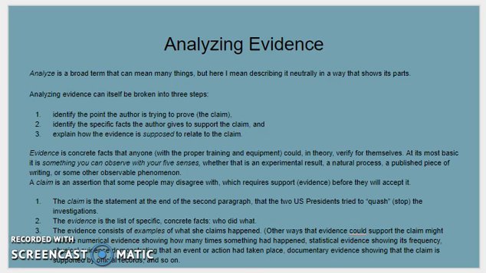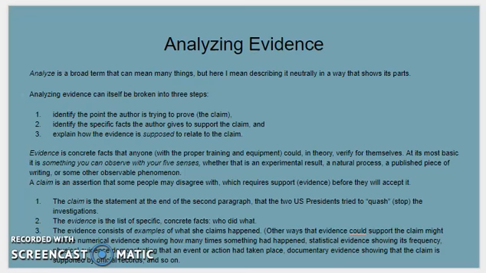So, when you analyze evidence, you're looking at the evidence. That is a broad term that can mean many things. Here, I'm describing it neutrally in a way that shows its parts. So, analyzing evidence can itself be broken down into 3 steps.